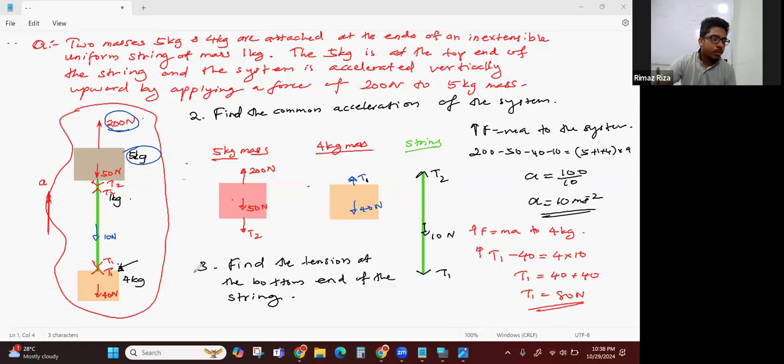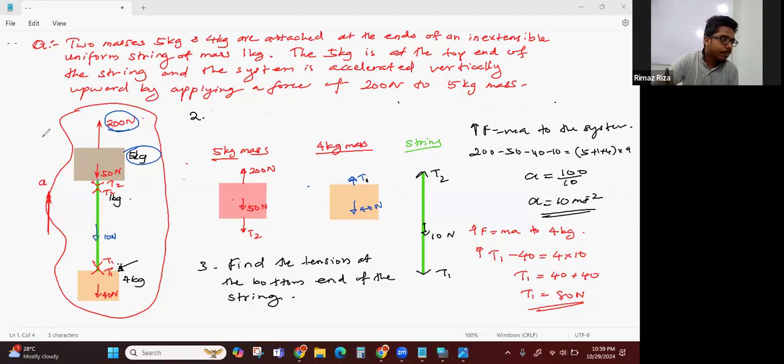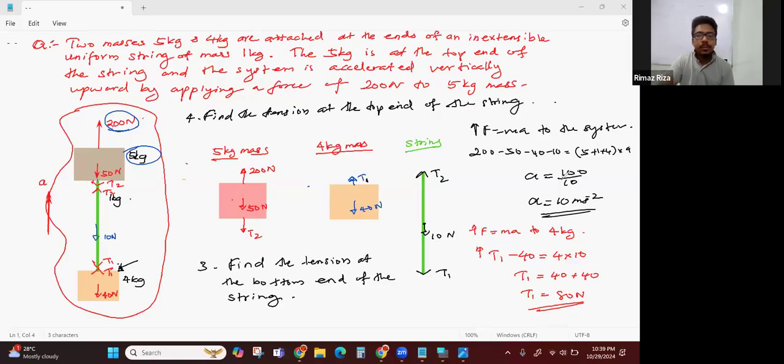Okay. So question number 4. Yes, you guessed correctly. Question number 4 is find the tension at the top end of the string. Find the tension at the top end of the string.